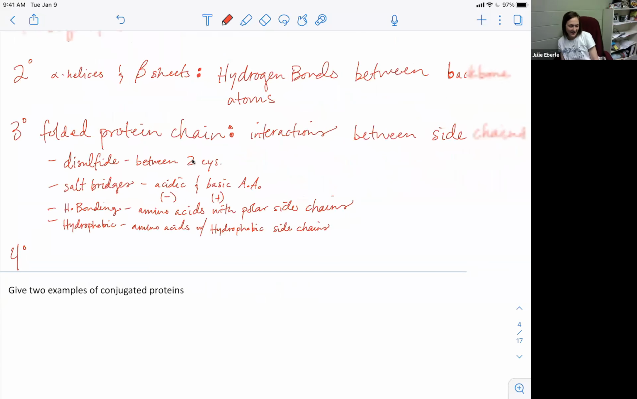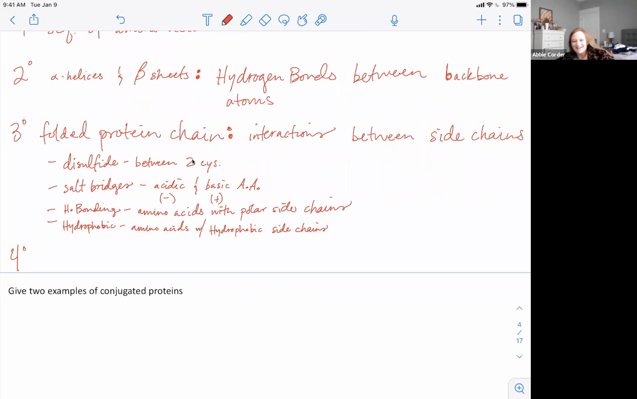All right. Quaternary level. What makes up quaternary protein structure?